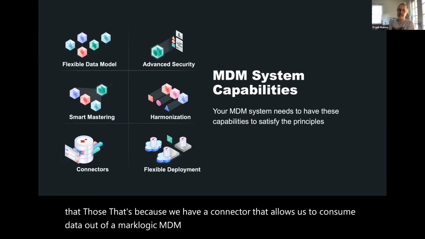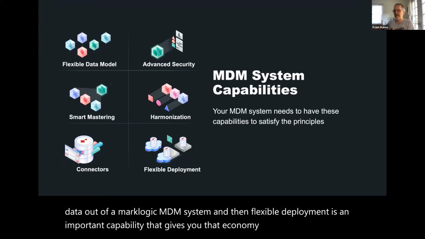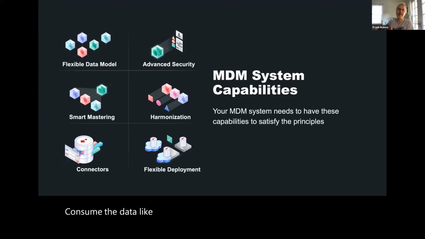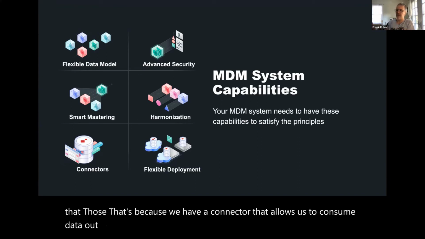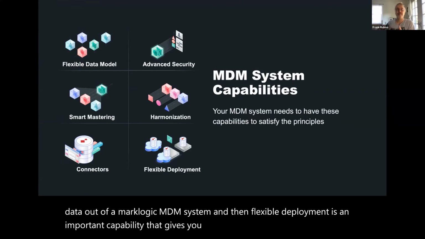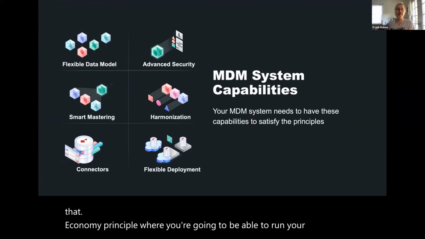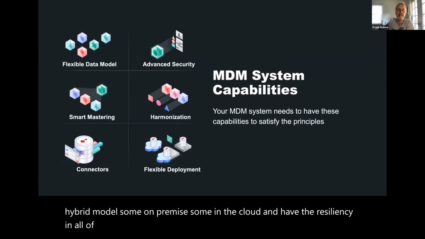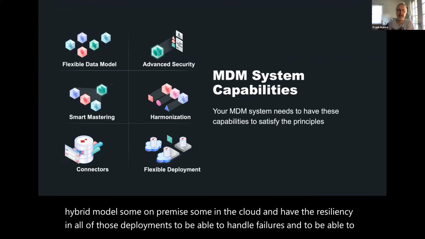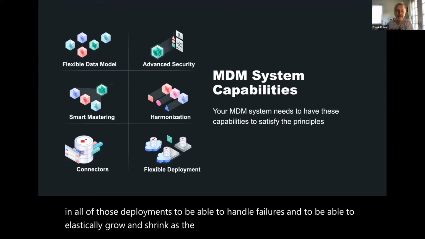And then flexible deployment is an important capability that really speaks to that economy principle, where you're going to be able to run your MDM system in the cloud, whatever cloud you choose. Run it on premise. Run a hybrid model, some on premise, some in the cloud, and have the resiliency in all of those deployments to be able to handle failures, and to be able to elastically grow and shrink as the system needs demand. So those are the capabilities and the principles I really wanted to talk about.